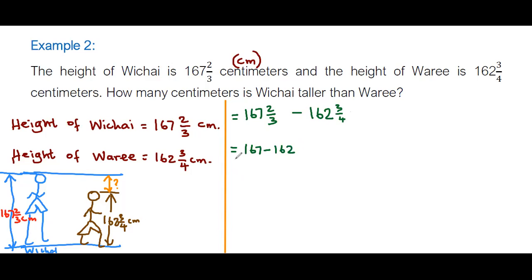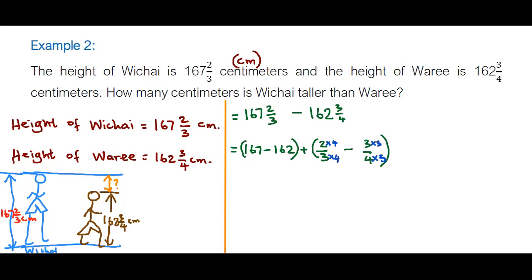162, right? Plus 2 out of 3 minus 3 out of 4. Is it okay, everyone? Okay, so we get the LCM of 3 and 4. It's 12. So I get 3 times what number to get 12? 4. Also 2 times 4. Then 4 times what number to get 12? 3.